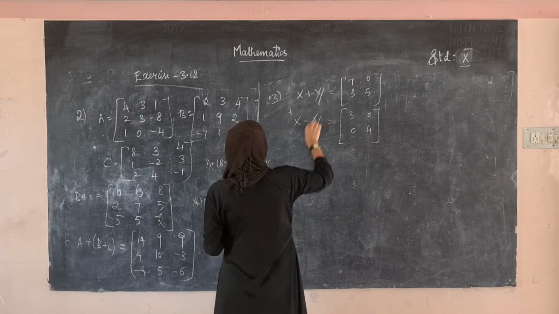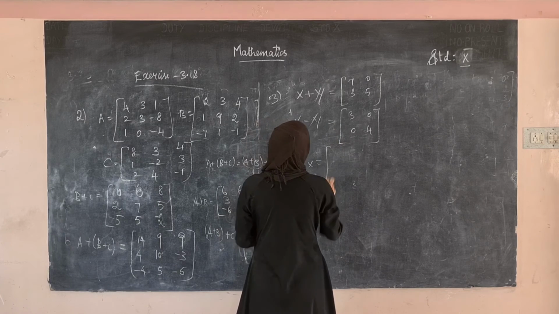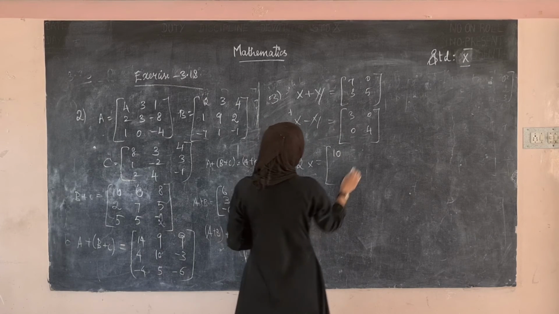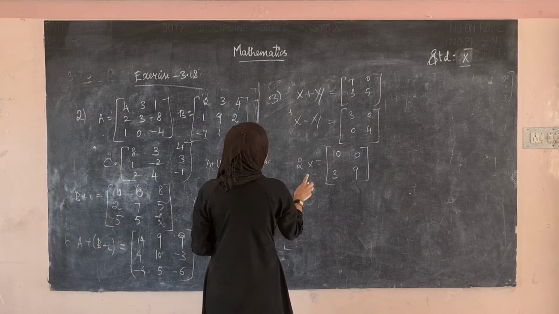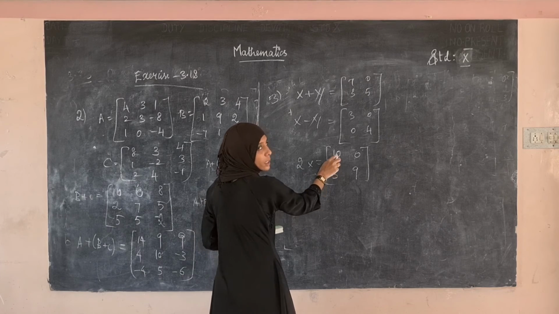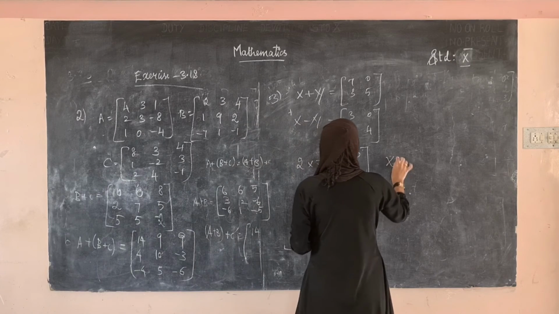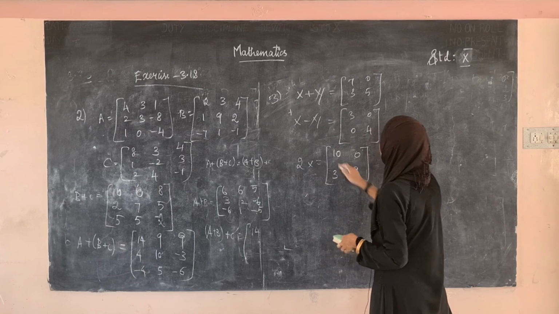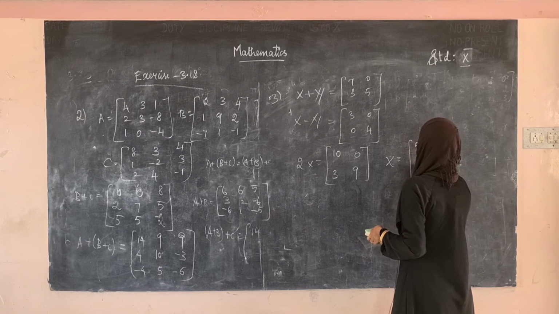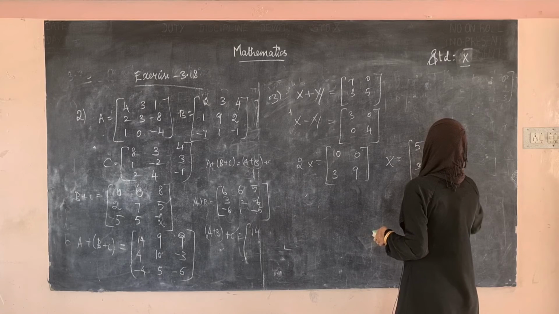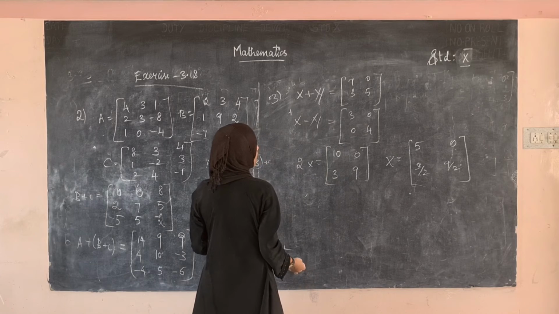If we add this and this, Y gets cancelled, then 2X will be equal to, these matrices will be added. What will be the result? 7 plus 3 is 10, 0, 3 and 9. Right? So for finding X, we have to divide this term by 2, right? Therefore, what's the value of X? X is equal to 10 divided by 2 is 5, 0 divided by anything is 0, 3 divided by 2 and 9 divided by 2. This is the value of X.